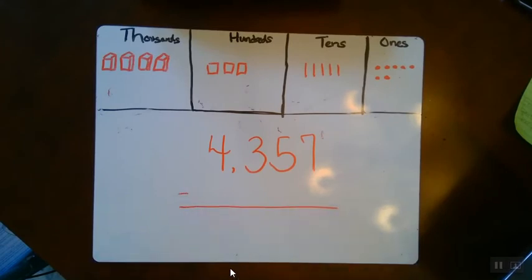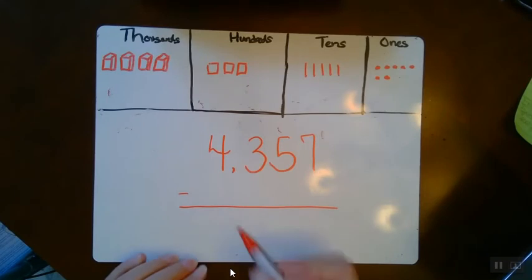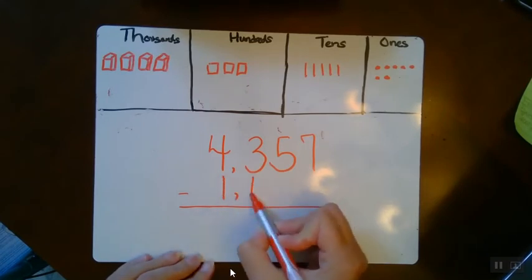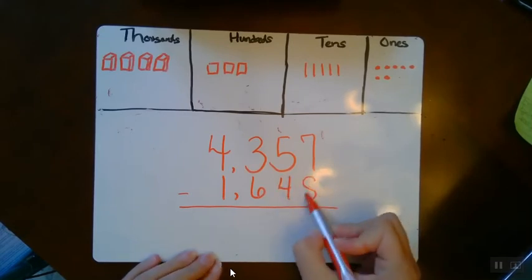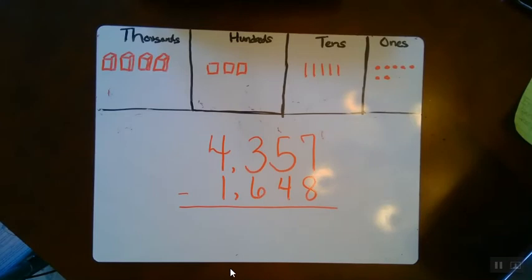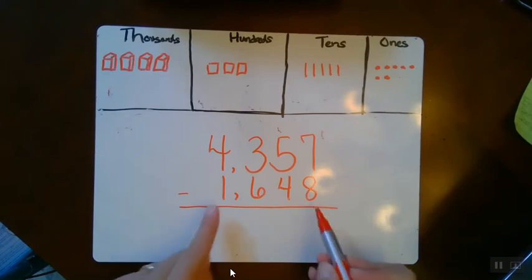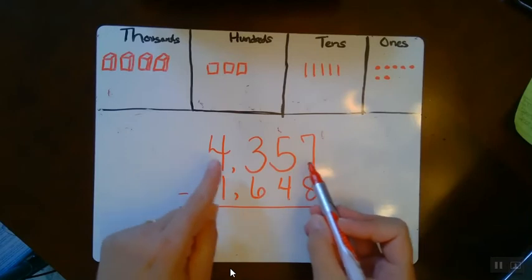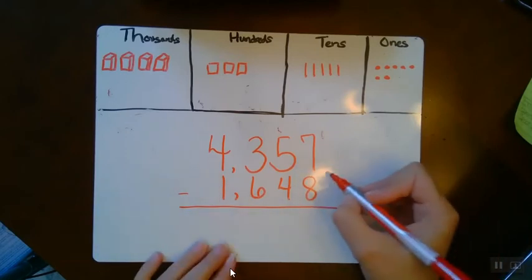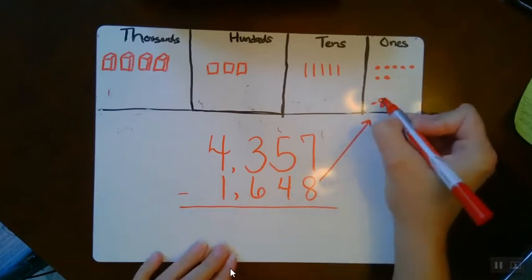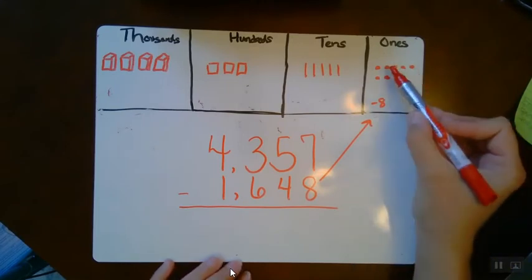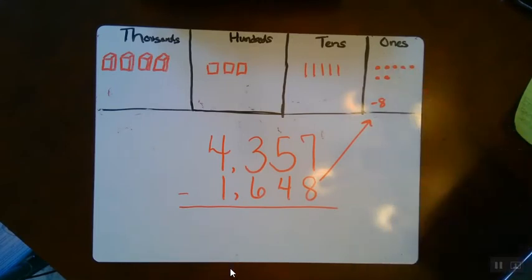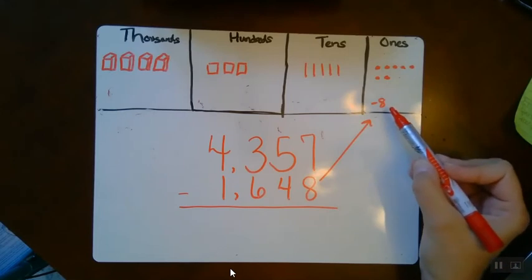Now that I have that in there, I'm going to go ahead and write my subtrahend, because your subtrahend is the number that you are subtracting. Subtrahend, subtract from your minuend. So I'm going to write 1,648. This is how much I am taking away from this, meaning that I need to take 8 away from the ones place. But sorry folks, that's not going to happen. I only have 7 ones here. I cannot take 8 away.